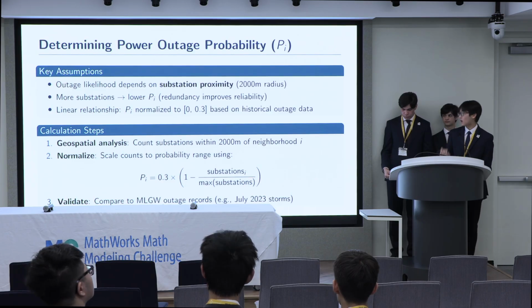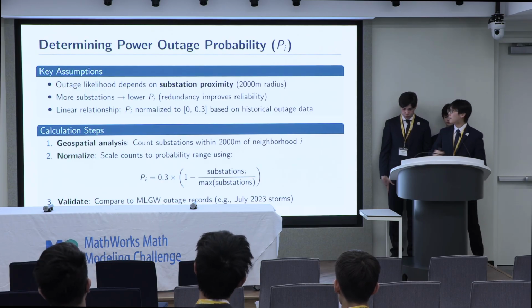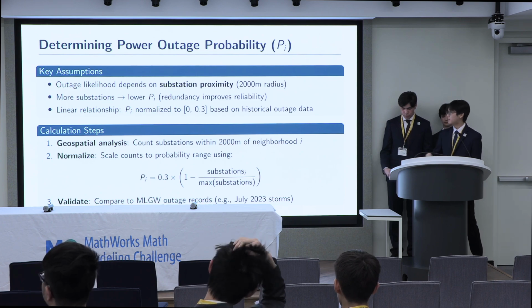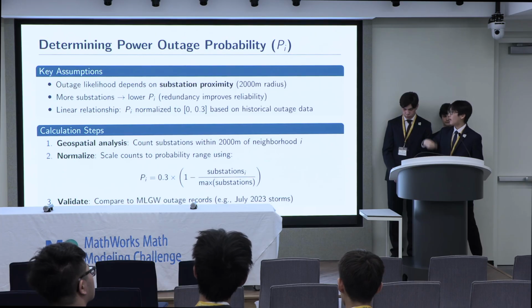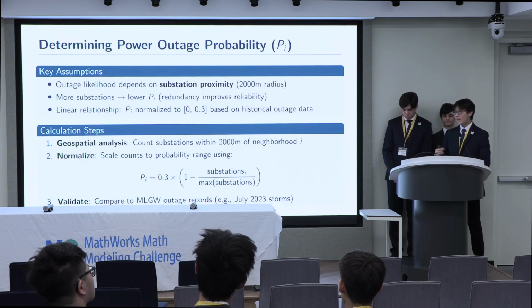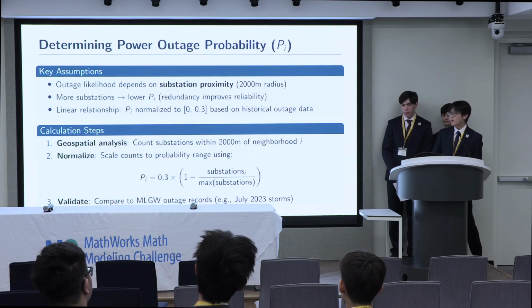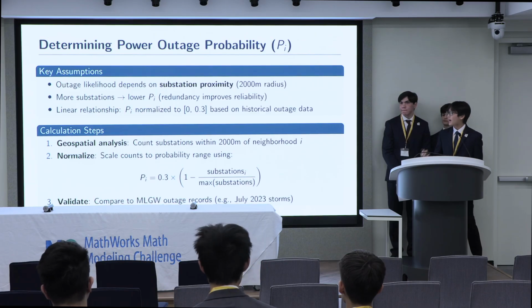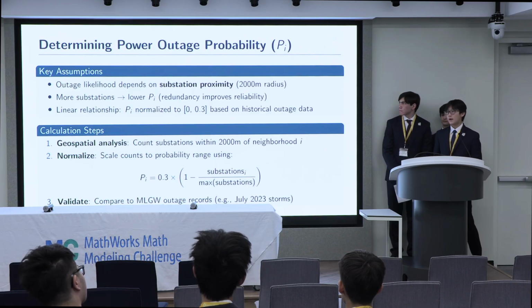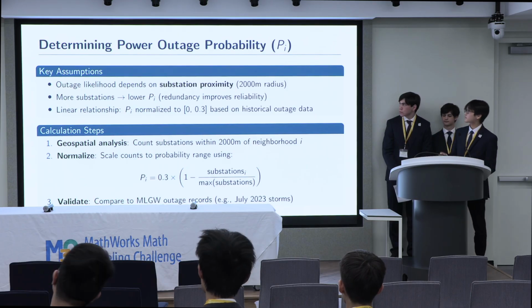We focus on a small part of the grid of substations. Substations route electricity throughout areas, specifically neighborhoods in Memphis, Tennessee. And we think that the more substations there are, the lower the probability of grid failure. From National Grid research data, we get the working radius for each substation to be 2,000 meters. And from the same research, we also estimate the probability of outage to be between 0 to 0.3 and also linear to the number of substations based on MLGW historical outage data.